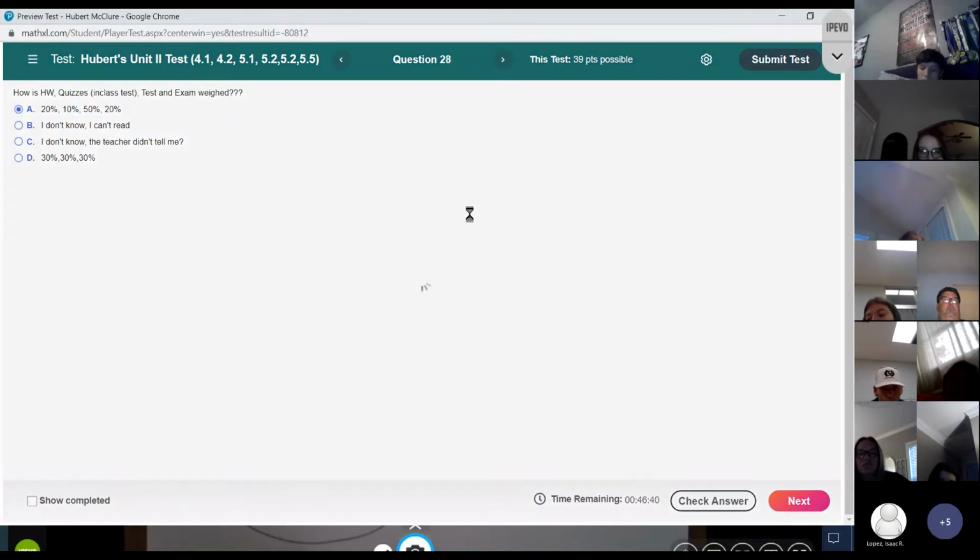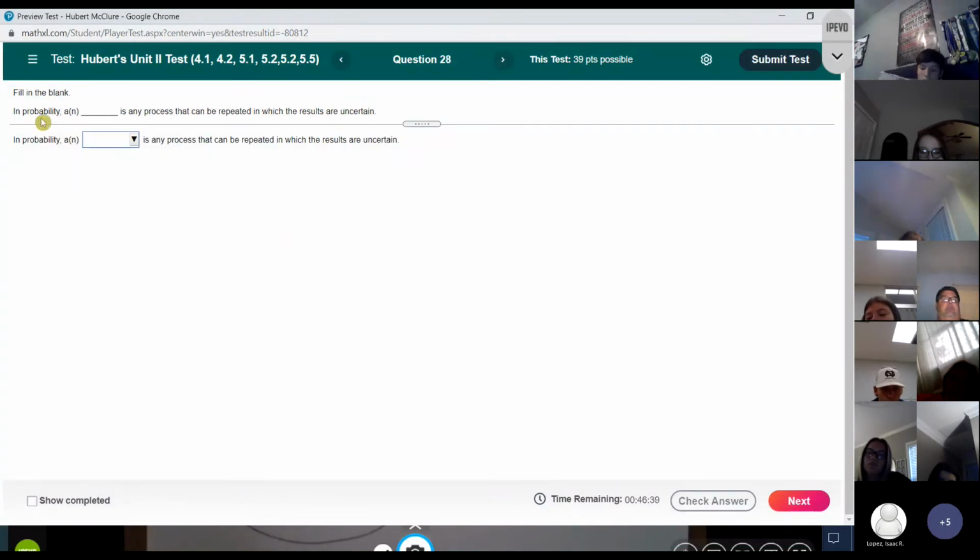In probability, a blank is any process that the results are uncertain. What's the only one of these that if you do it, you have no idea what the outcome is? Anybody? Experiment.